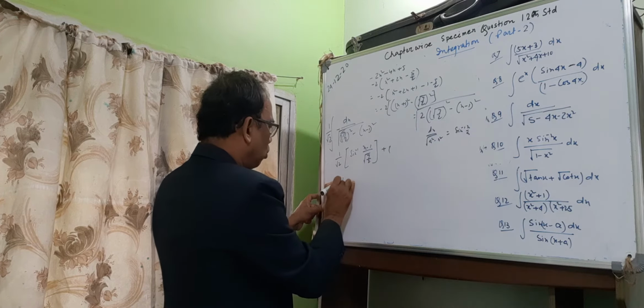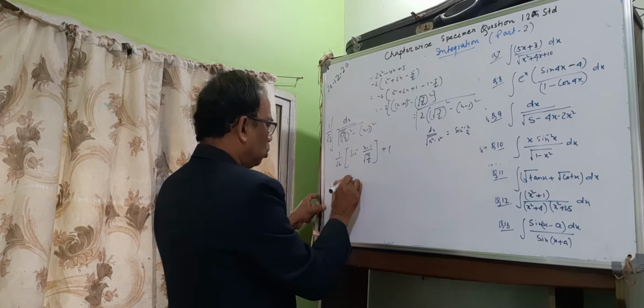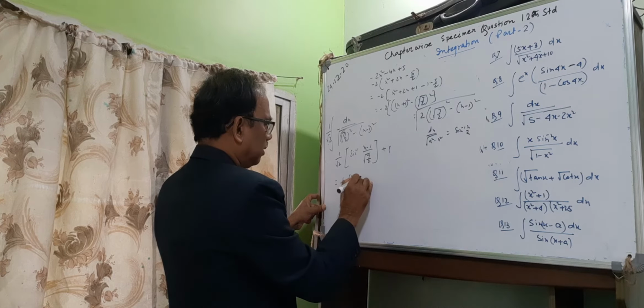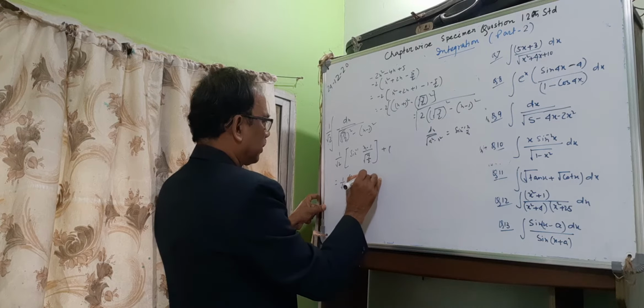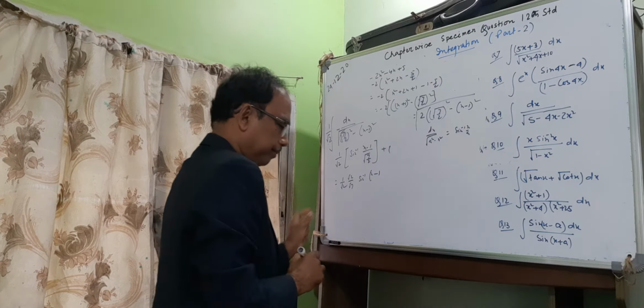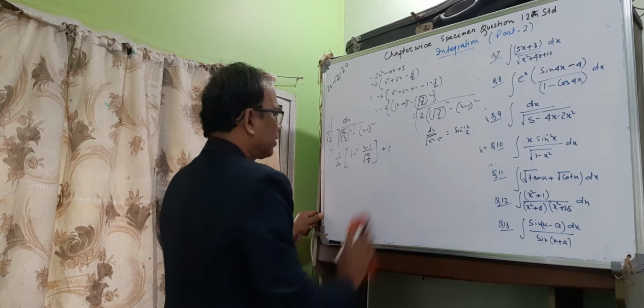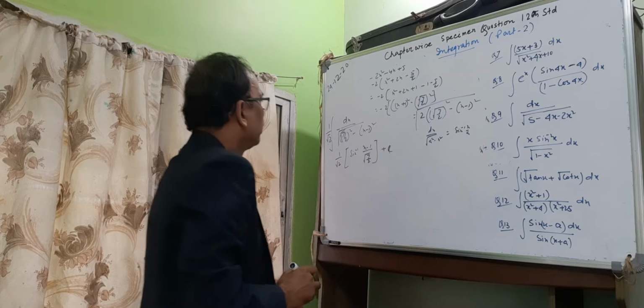Then we can write 1 by root 2 times root 2 by root 7 sine inverse (x minus 1). We can write this also. That is the final answer, where C is an arbitrary constant.